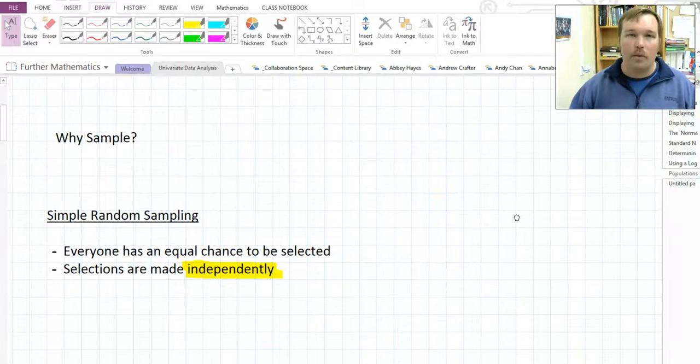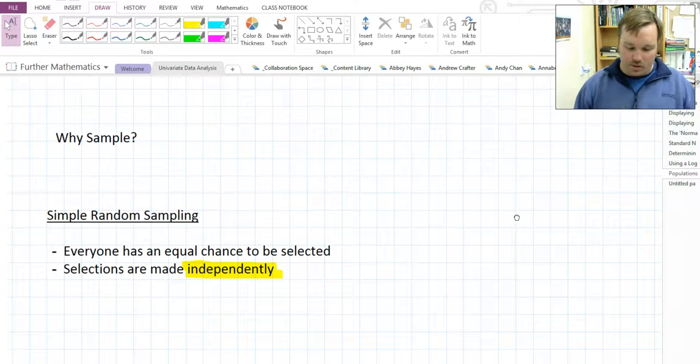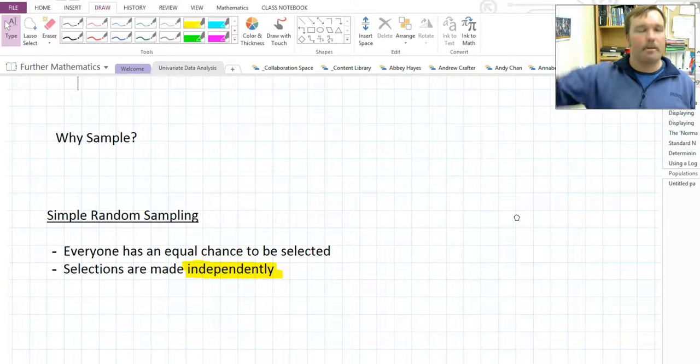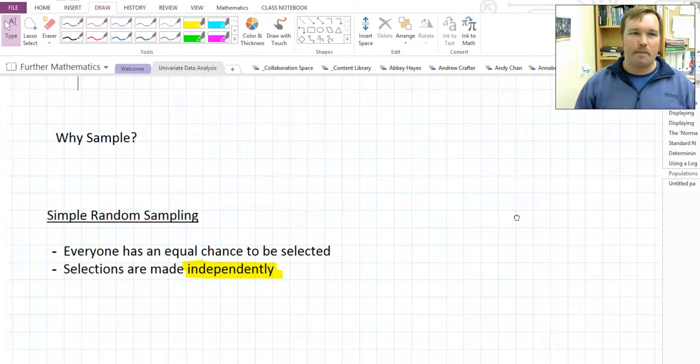Alright, so one way of doing this is simple random sampling. Simple random sampling is everyone has an equal chance to be selected. Selections are made independently. So for example, if I was selecting members of the year 12 cohort to sample heights, if I reach out and grab someone randomly and it's a boy, I don't say to myself, next time I'll grab a girl to sample, because that wouldn't be independent. That would be one choice affecting the other. Note also, with sampling independently, it's possible for the same person to be chosen twice.